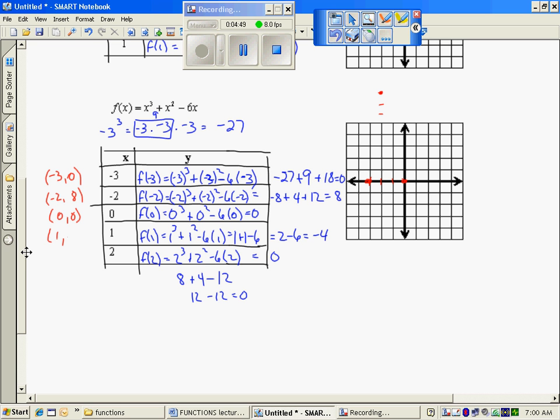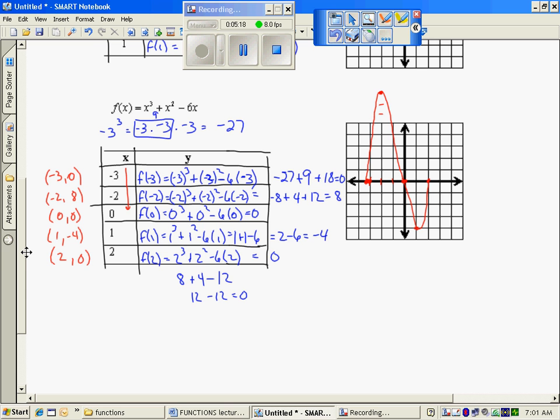Fourth ordered pair is 1, negative 4, 1 in the x, 4 in the y. And the last ordered pair is 2, 0, over 2, up 0. I've got these kind of jagged points here, but if I move from left to right, notice my points increase from left to right. I'm going to start at my first point, go up to connect to my second point, go down to my third point, to my fourth point, and to my fifth.